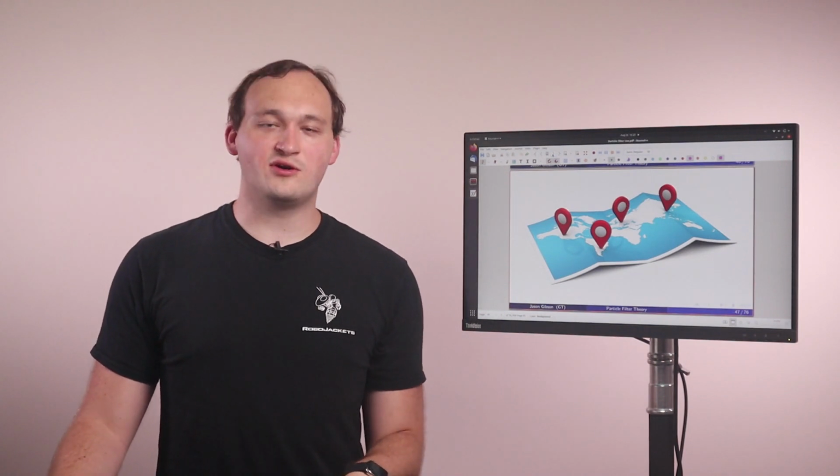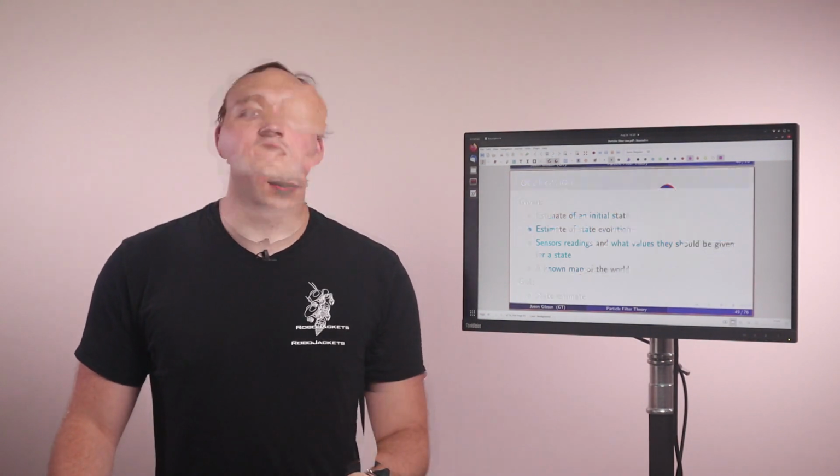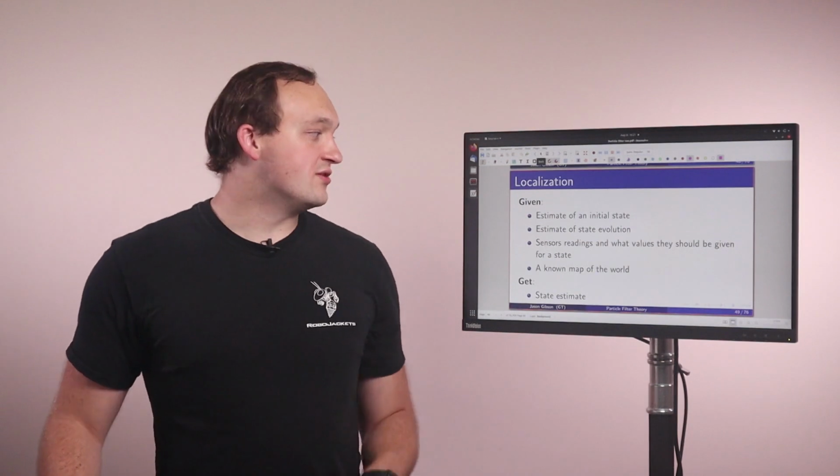Before we get into that, I'm going to talk a little bit about what we use particle filters for. A really common application of particle filters in robotics is called localization. What is localization? The way to think about it is you're trying to figure out where your robot is in the world.